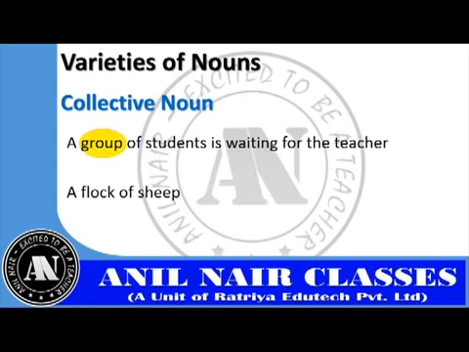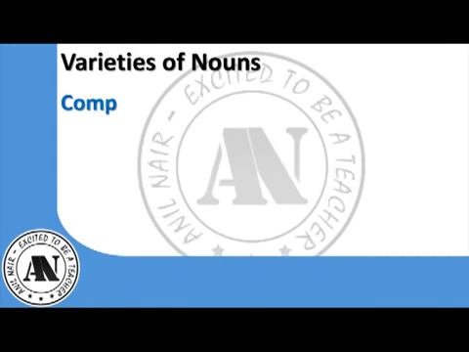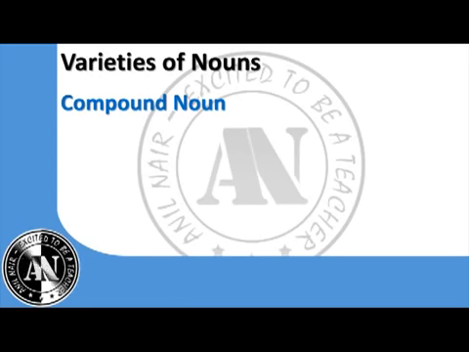A flock of sheep is crossing the road. Here, flock is the collective noun. Next comes the compound nouns. As the name suggests, a compound noun is made up of more than one word but actually refers to a single entity. It can either have 2 or 3 words.